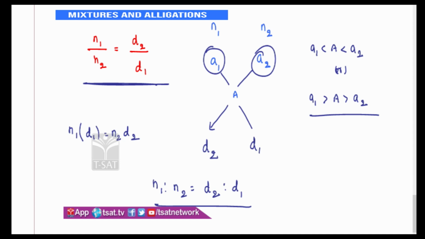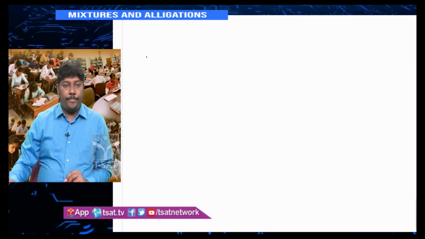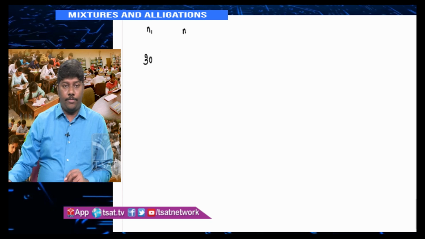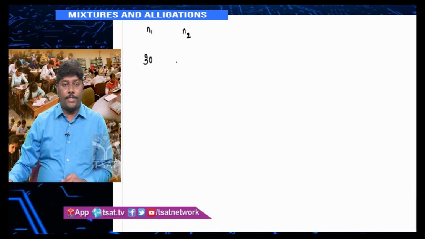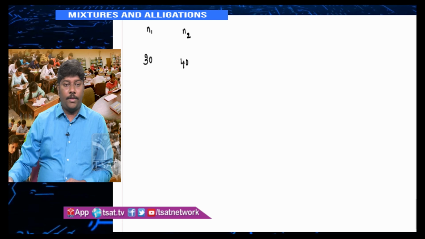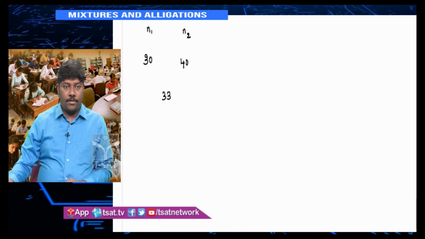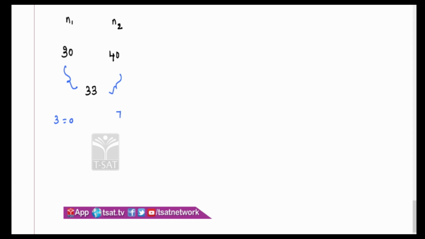Suppose, how do I take the differences? Let's see here clearly. Forget about N1 and N2. I have average 1 that is 30, average 2 that is 40. I take any number which is in between them, 33. So what is your D1? Take the positive difference. D1 is 3. What is your D2? D2 is 7. So this is D1, and this is D2.